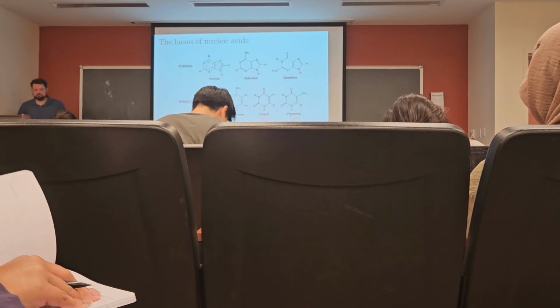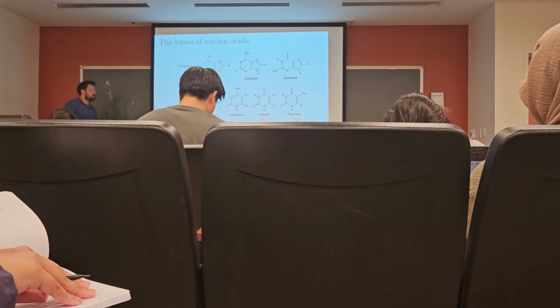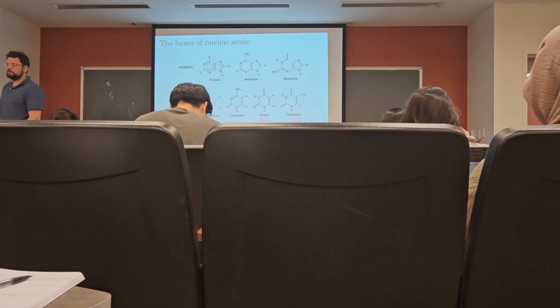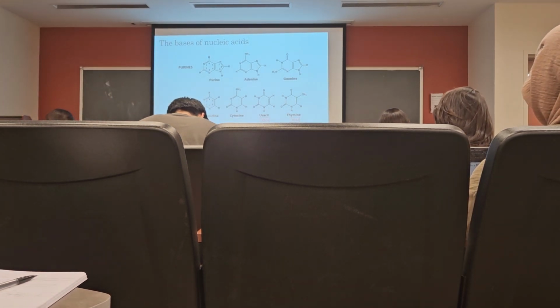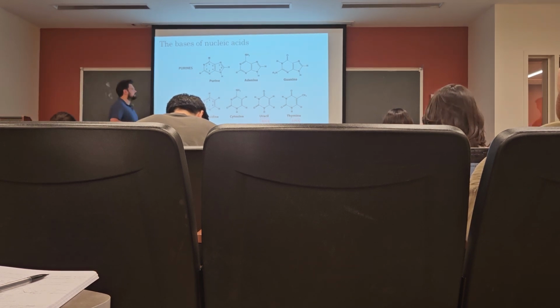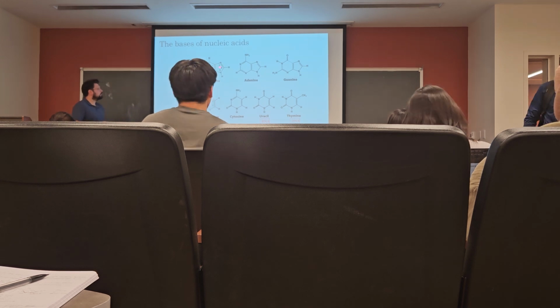We have 5 possible nitrogenous bases. 3 of them are common between DNA and RNA. Uracil and thymine vary between RNA and DNA. We can break down our nitrogenous bases into 2 categories: the purines and the pyrimidines. The purines are bicyclic, the pyrimidines are monocyclic. That's an easy way to remember it.